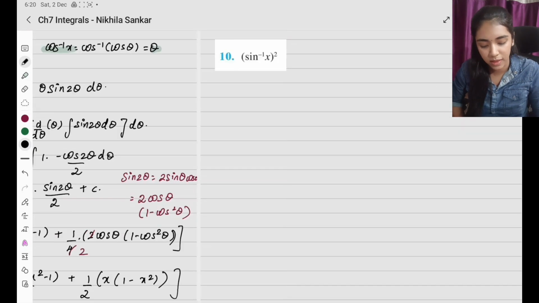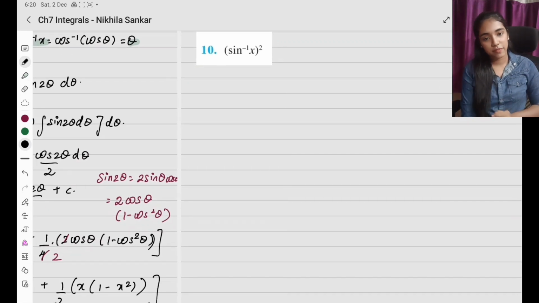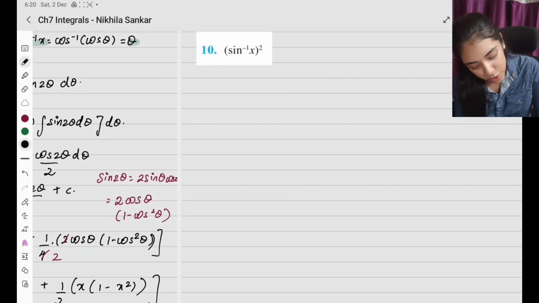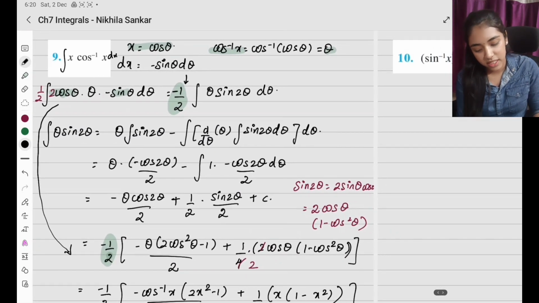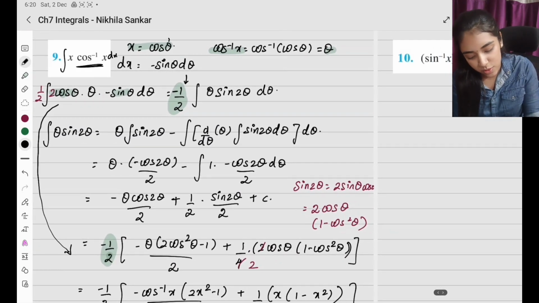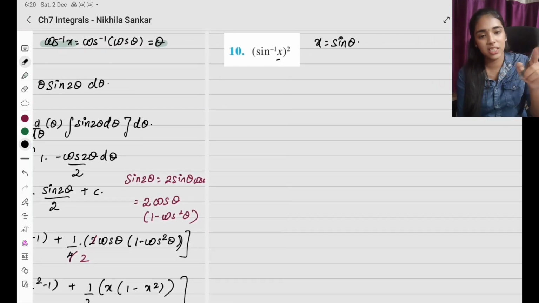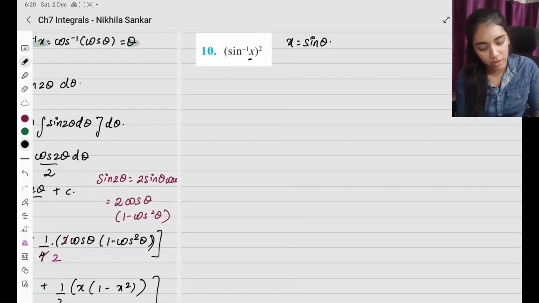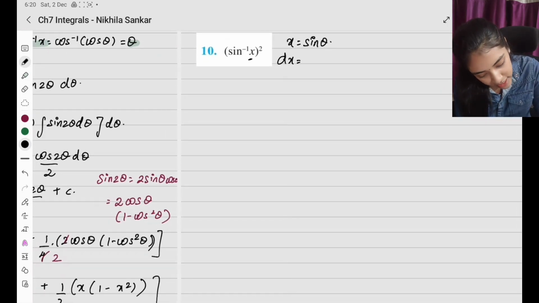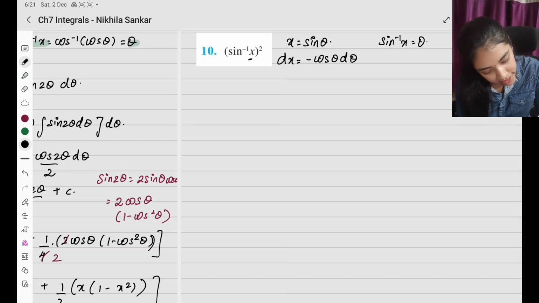Okay. Now, 10th question, I have sin inverse of x the whole square. So again, I'm going to make a substitution. X equals sin theta. How do we know whether to use sin theta or cos theta? I had cos inverse of x in the previous one, so I substituted cos theta. Here I have sin inverse of x, so sin inverse of sin theta is going to give me theta. That's why I put sin theta. Okay, so I have dx equals cos theta d theta. And what do I have? Sin inverse x equals theta.